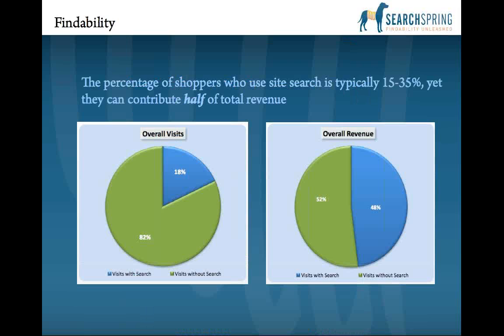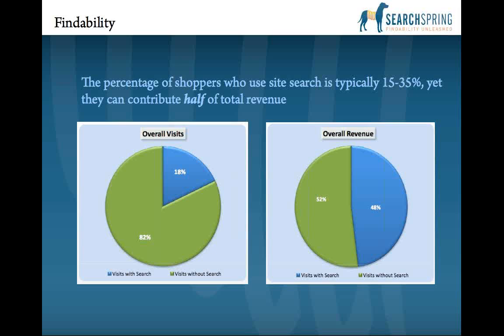So a little bit more about the difference between the site search world and the browse world. Searchspring is adding findability to both worlds. You'll notice from your analytics, typically, on the left pie chart there in the blue, only about 18 to 20% of your visitors are searching.